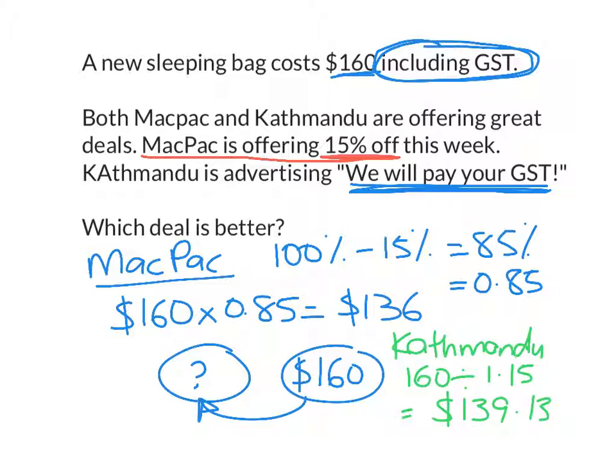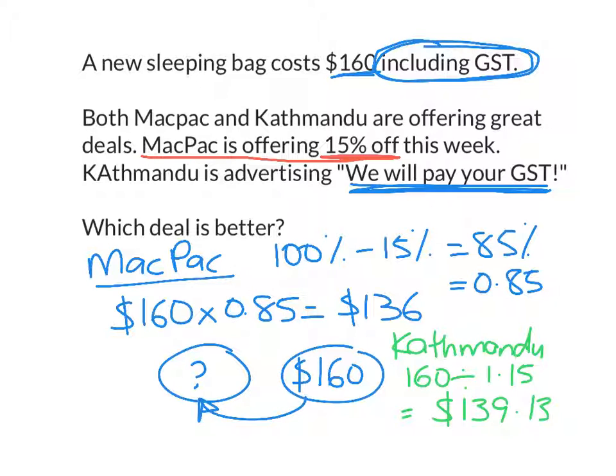So, which deal is better? Well, there's not that much in it. Kathmandu is $3 more expensive. Macpac is $136. Kathmandu's $139. So, it depends. That is worth a hot chocolate or a cup of coffee, so it's better than nothing.